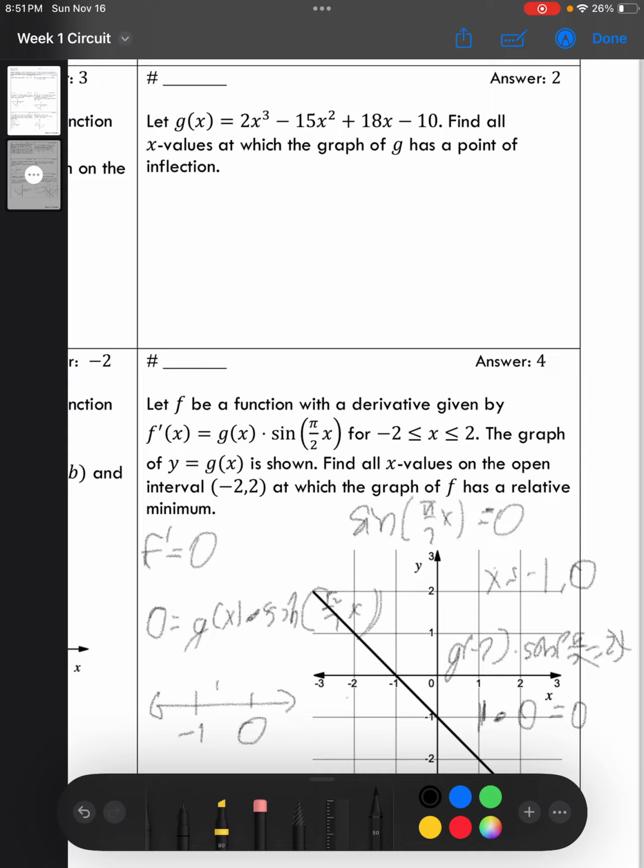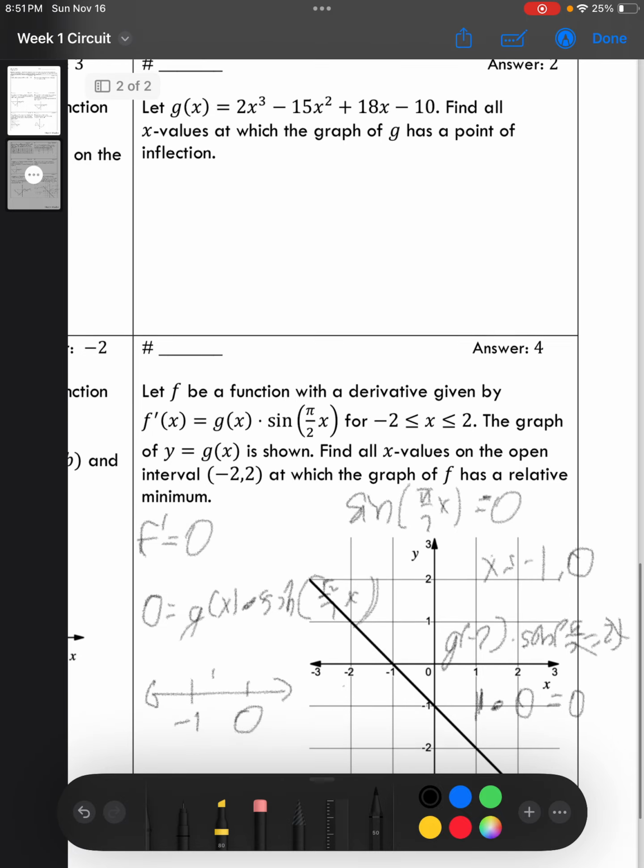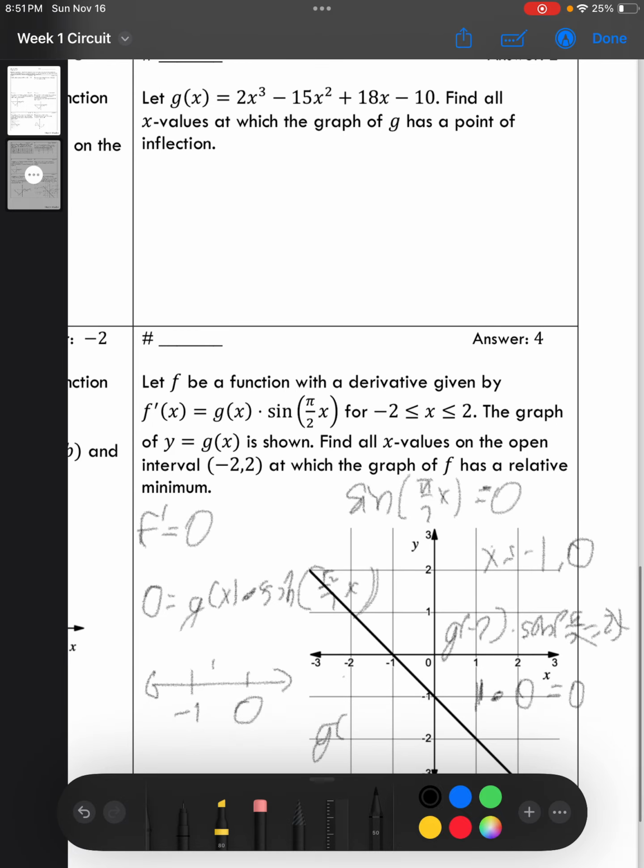Actually, let's check another case. If we check something like g of -3 times sine of pi by 2 times -3. So g of -3 is 2 times sine of -3 pi by 2, which is positive, so 1. Wait, let's check to the right first.